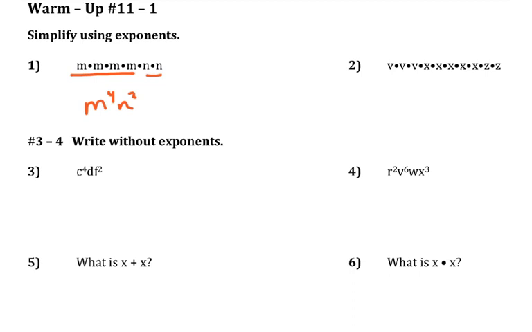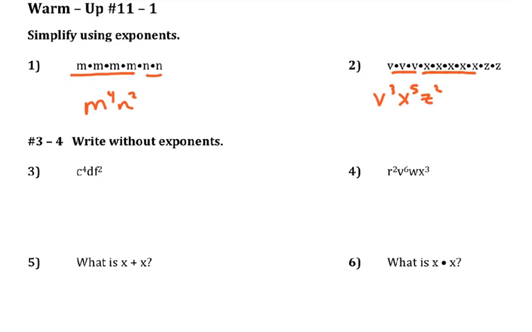Number 2, I've got v times v times v, so that's v to the 3rd. And then x, and I've got 5 of those, so x to the 5th, and then z to the 2nd. Usually when we write expressions like this, we'll put the variables in alphabetical order.